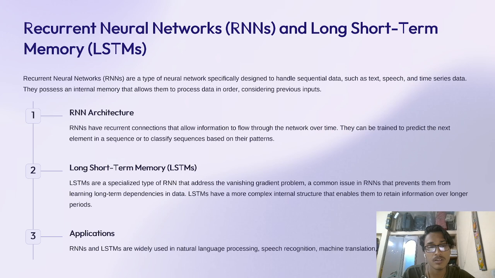LSTMs are a specialized type of RNN that address the vanishing gradient problem, a common issue in RNNs that prevents them from learning long-term dependencies in data. LSTMs have a more complex internal structure that enables them to retain information over longer periods.